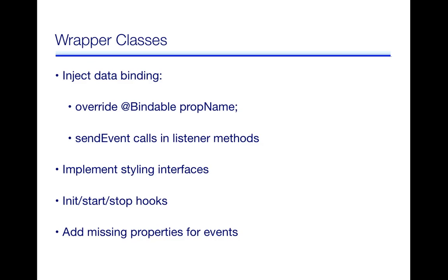There are many cases where to fully exploit LayerCake you need a wrapper class, like to inject data binding behavior. And this may be as simple as adding @override @bindable prop name for each property that needs data binding. Or you can add event listeners and inject a send event call. You can add additional styling interfaces to take advantage of LayerCake's multiple inheritance, and you might need init, start or stop hooks for a given type to do some initialization or teardown. And you might add some properties that just aren't there. They might be exposed as events only, so you need to add a property.